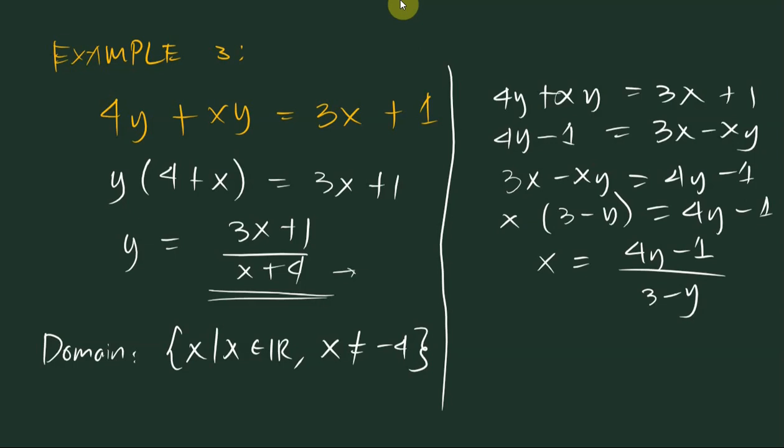Okay, so we have here another rational expression. What is the value that can make this denominator 0? That would be 3, right? So for the range, you can say that y such that y is an element of real numbers, and y is not equal to 3.